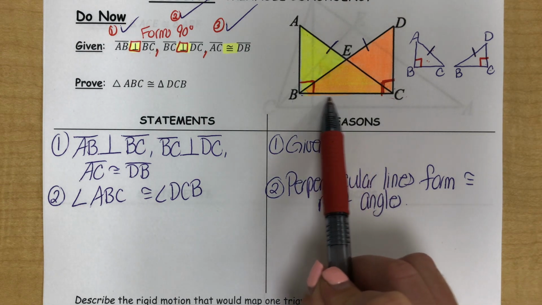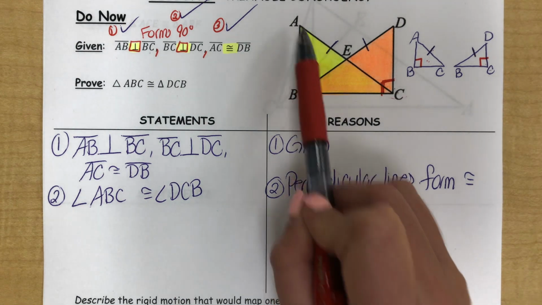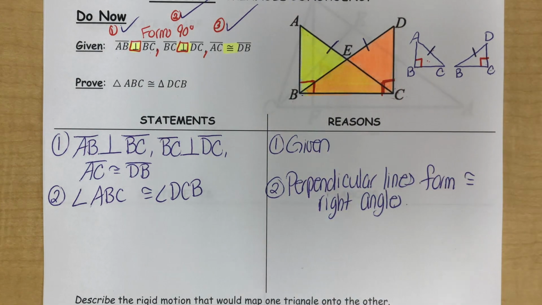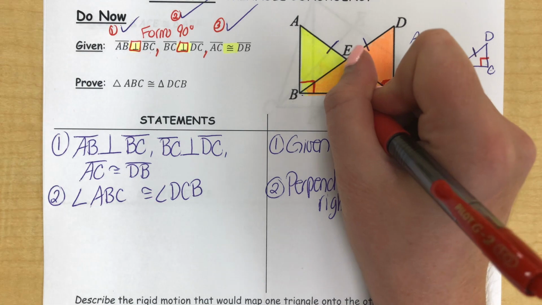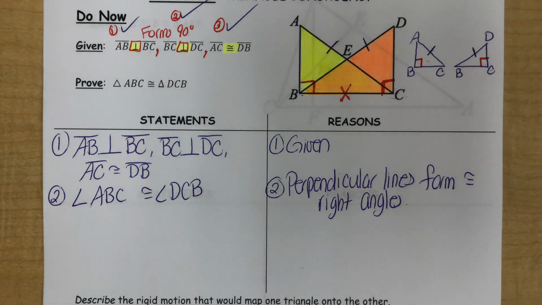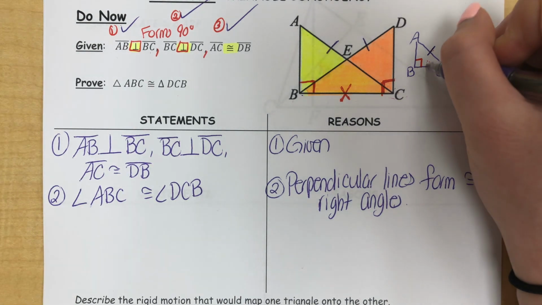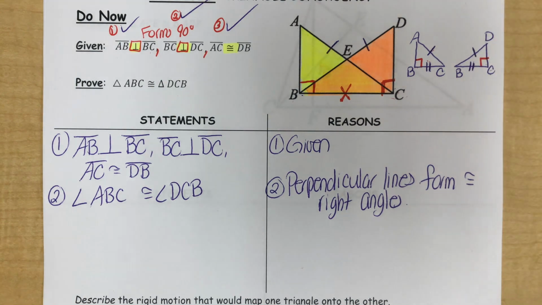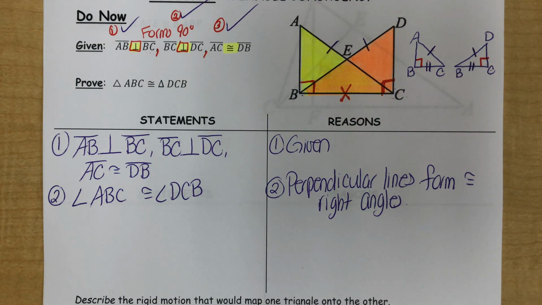BC, BCA, BC, BCD. So it's really line segment BC that's going to be reflexive. I'm going to mark that with an X right now in the original diagram, but I would have seen that anyway if I looked at my separated triangles. BC is at the bottom, BC is at the bottom. It's the same line segment that's in both.